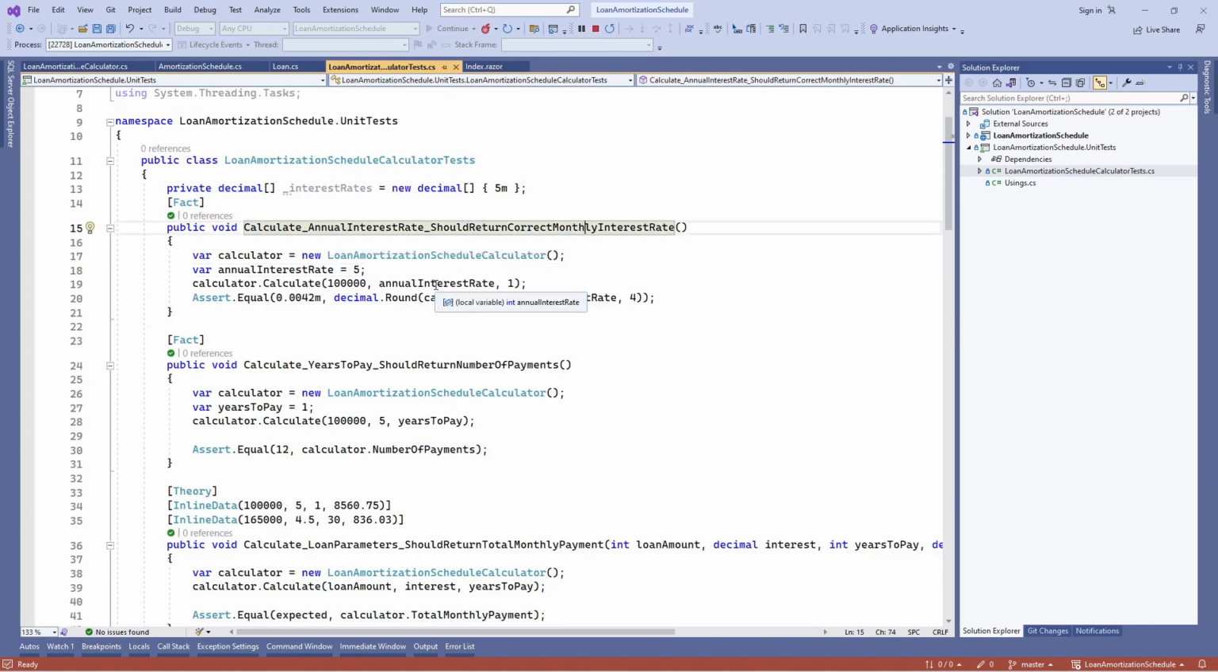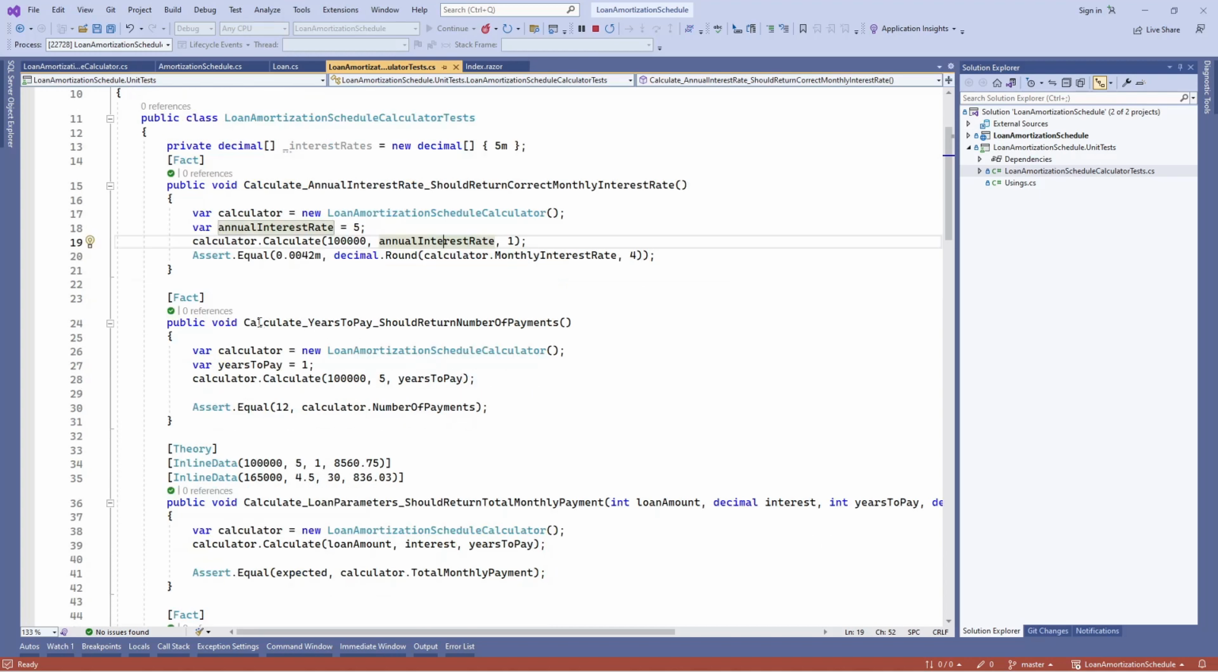That is because for us to actually calculate the amortization, we would need an interest rate that is split between the 12 months, or the number, yes, with the 12 months. So that is one part of that.